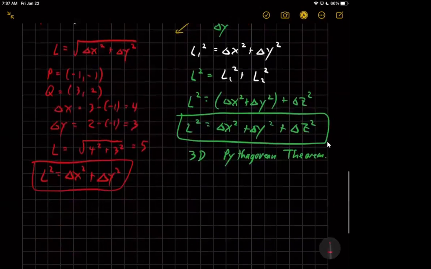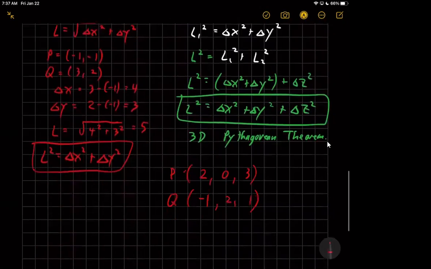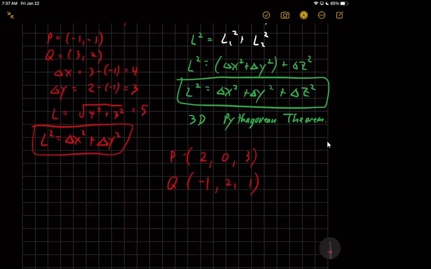Now let's just do a quick example. Let's say I had the point that's not at the origin. Point P is at 2, 0, 3. Point Q is at -1, 2, we'll go with 1. And I want to find the distance between P and Q. So I would need to know what a delta x value is, a delta y value, and a delta z value.